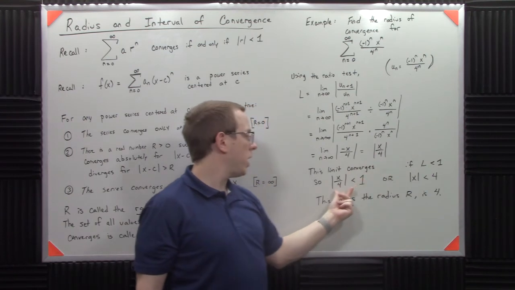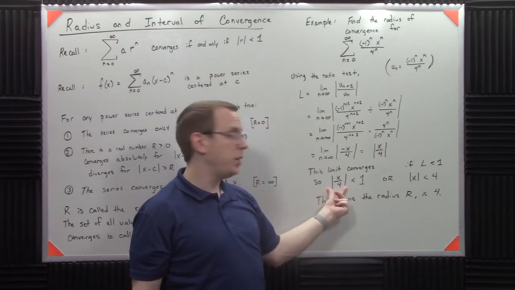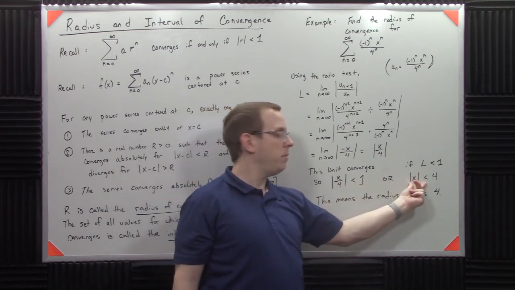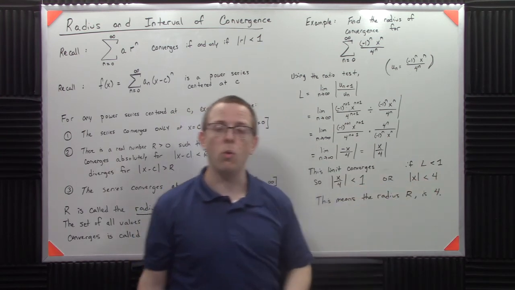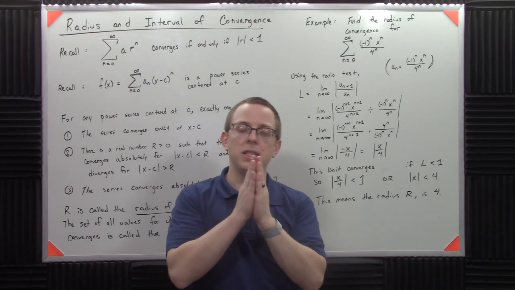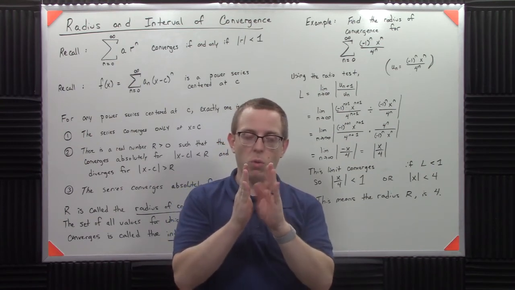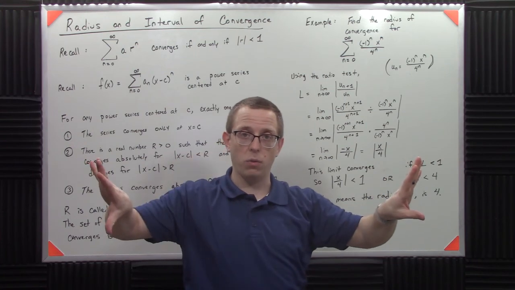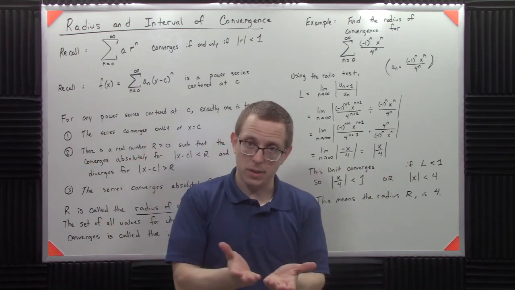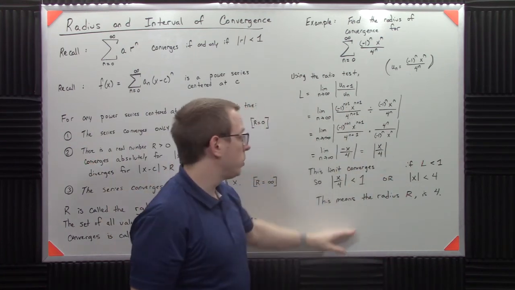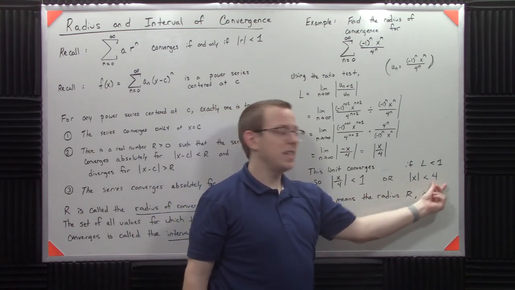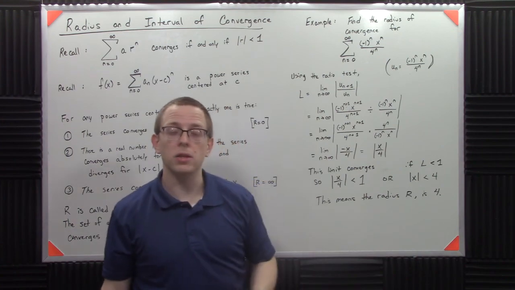So I have to ask, under what conditions is this less than 1? Well, obviously that's true if the magnitude of x is less than 4. As long as the magnitude of x is less than 4, that means it could be up to positive 4 or back to negative 4. That looks like a radius of 4. So generally speaking, when you get to this point, whatever it's less than will be considered the radius of convergence.